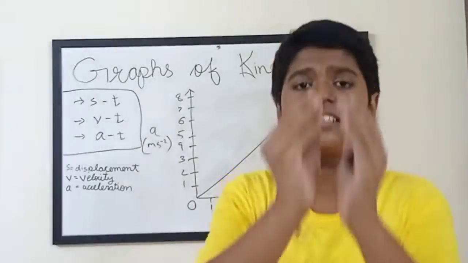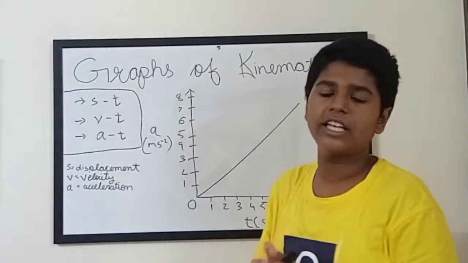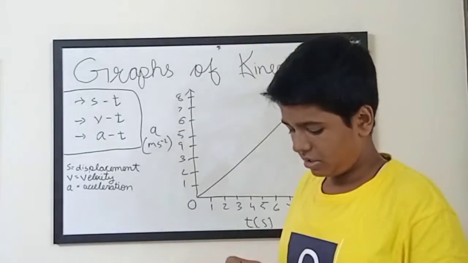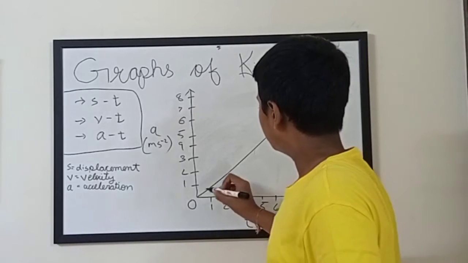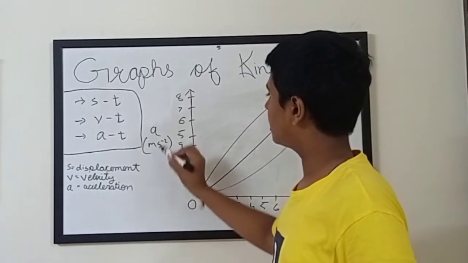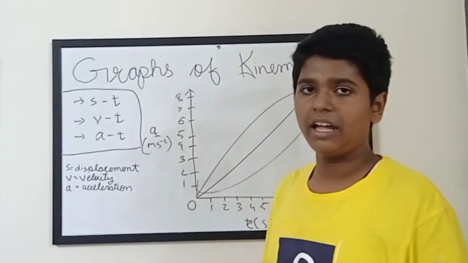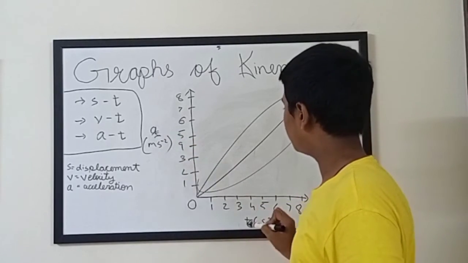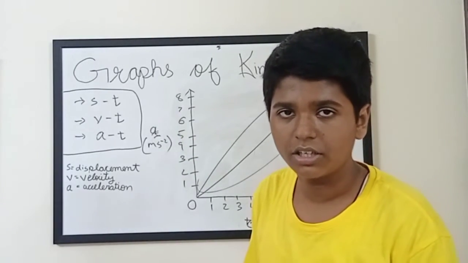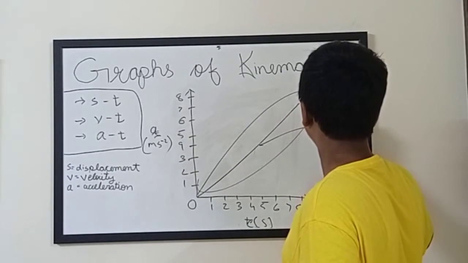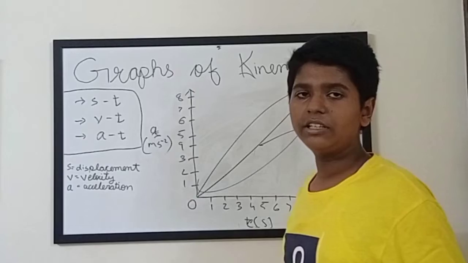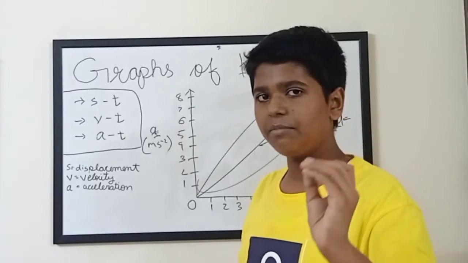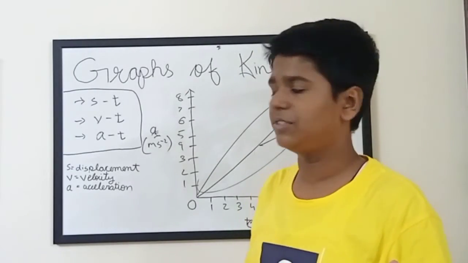Now let us look at the last category of graphs of kinematics, that is the acceleration time graph. And by reaching here, you might have assumed that the slope of the acceleration time graph has to signify something. And if you have guessed so, then you are right. Because the slope of the acceleration time graph gives us the jerk. What does it give? Jerk. Normally questions about jerk are not asked in examinations, but still it can be asked in the form of fill in the blanks or MCQ.